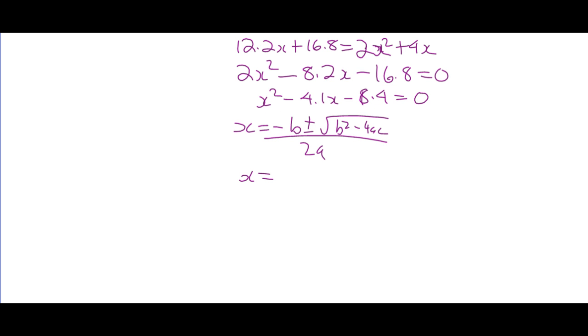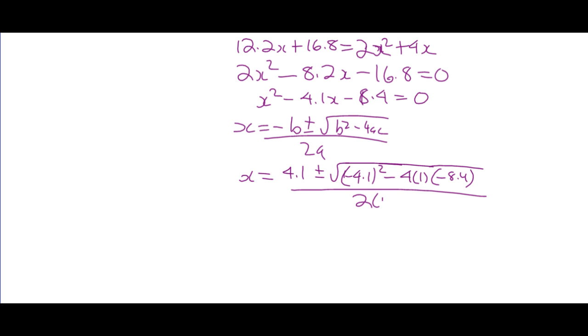So x equals, so we can have decimals here, it's not a big deal. 4.1 plus or minus the square root of, that's a negative 4.1. Make sure this is in brackets and it's squared, and when you go to square the 4.1, don't put the negative with it. It's just going to be a positive. Minus 4 times 1 times negative 8.4 all over 2 times 1.